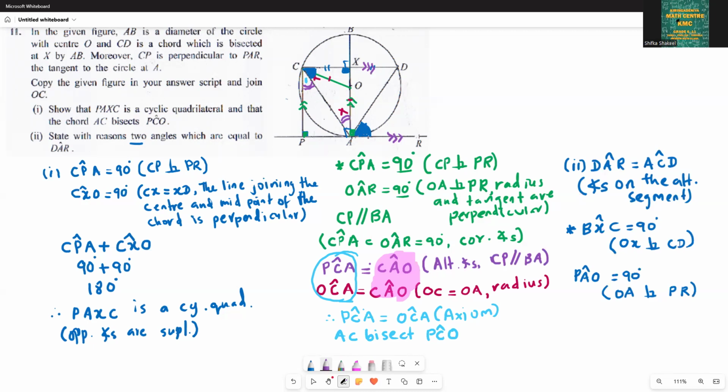CD is parallel to PR because BXC equals PAO equals 90 degrees. Corresponding angles are equal. If two lines are parallel, then DAR is equal to ADC. DAR, this angle, is equal to ADC, alternate angles. Another angle we can name is ADC.